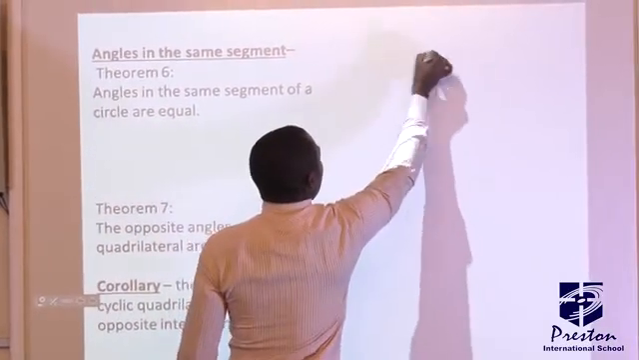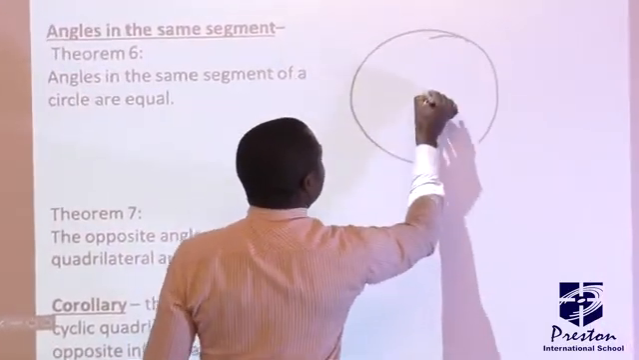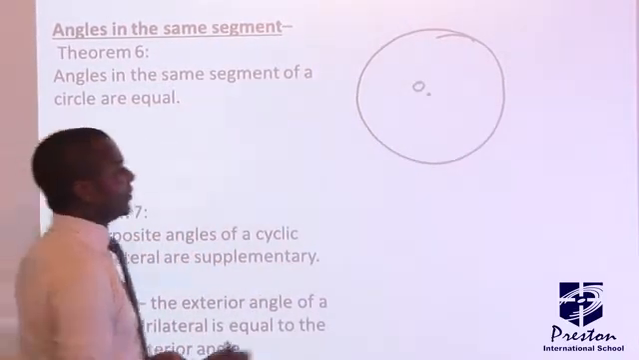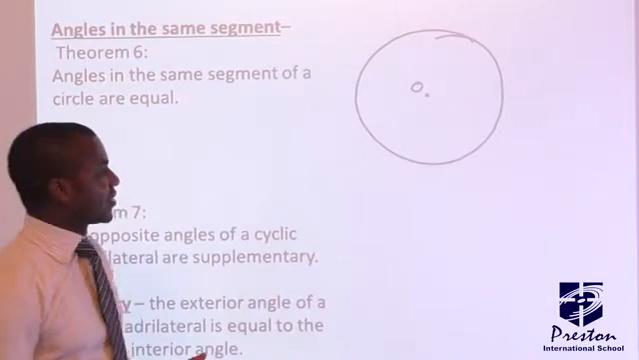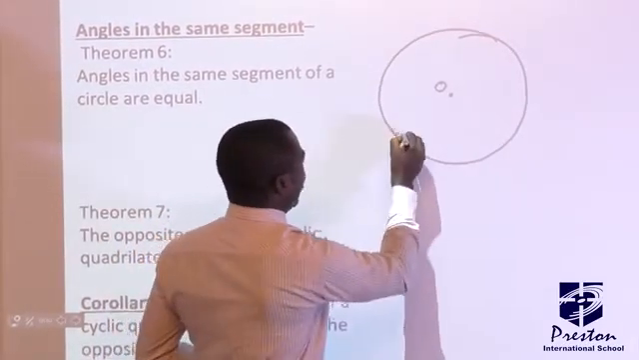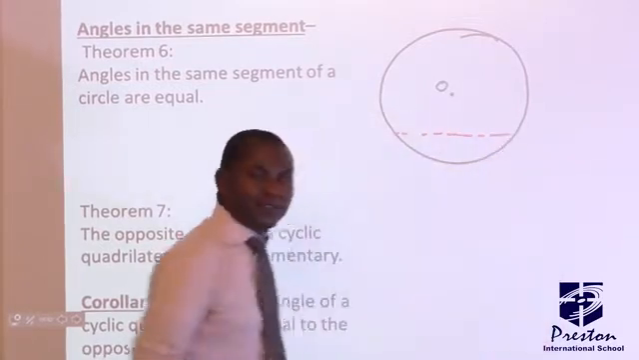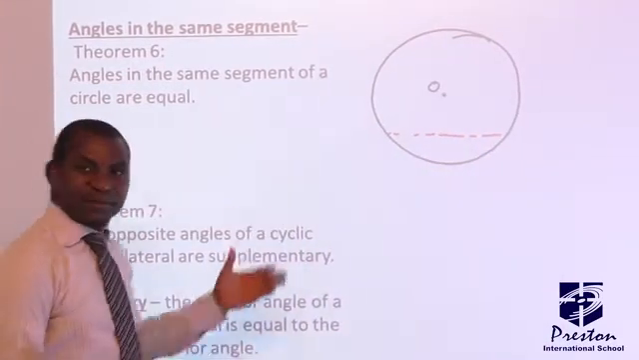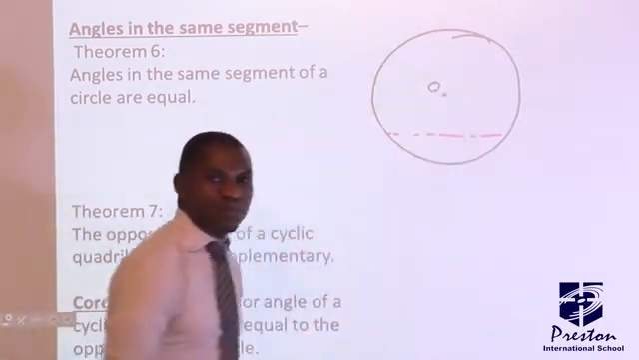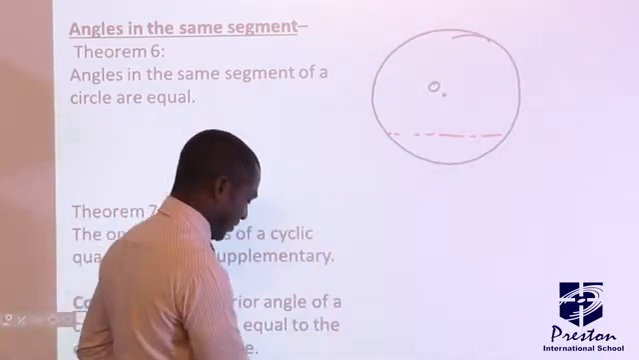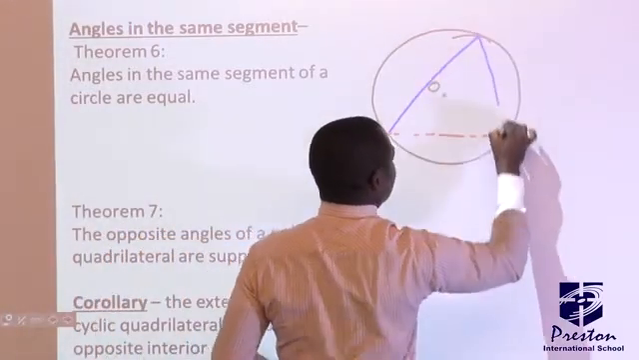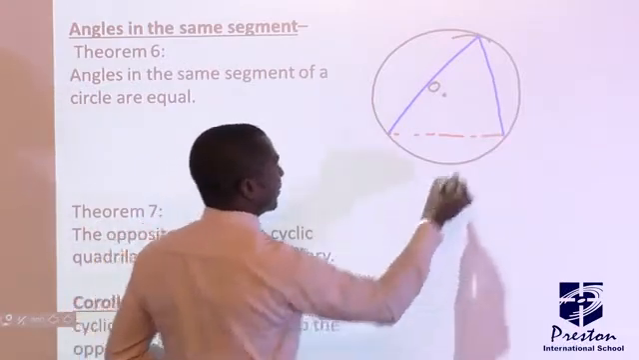Now, if we have a circle, center O. What is this theorem saying? Don't forget that in the last class, we made mention of segments. We can have this as a chord. A chord is a line that divides the circle into two parts. That is the minor segment and the major segment. With this we can form angles in the same segment.